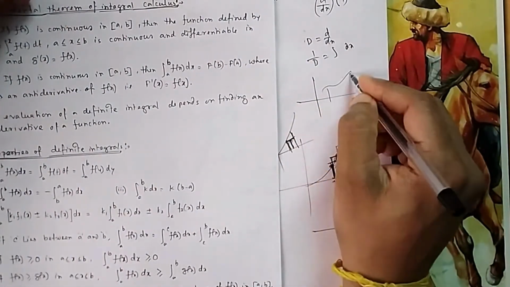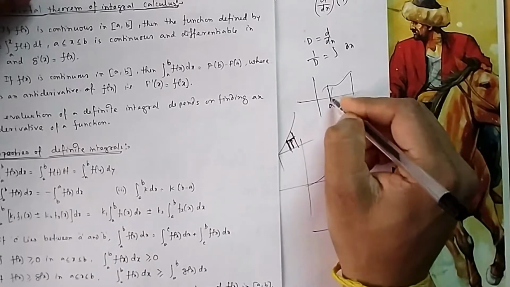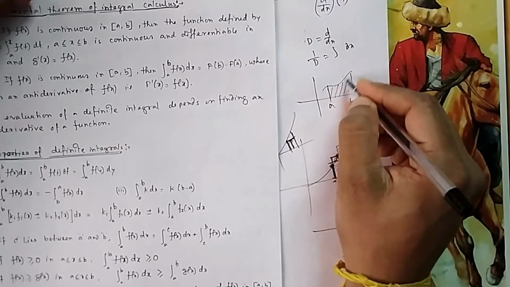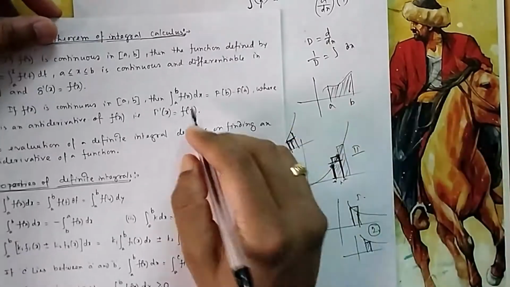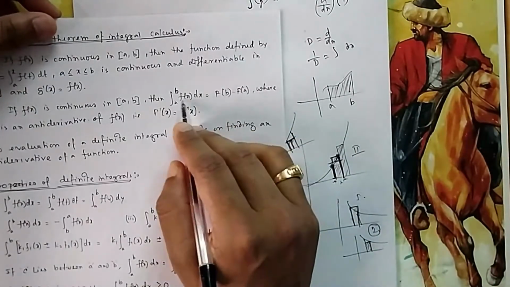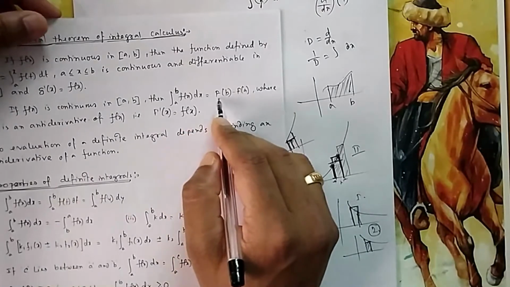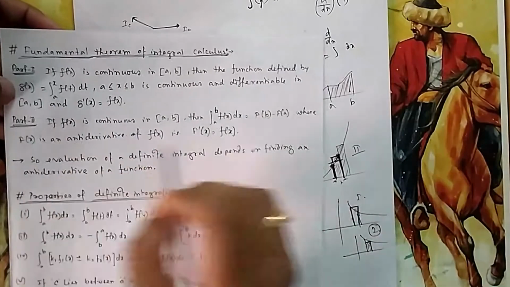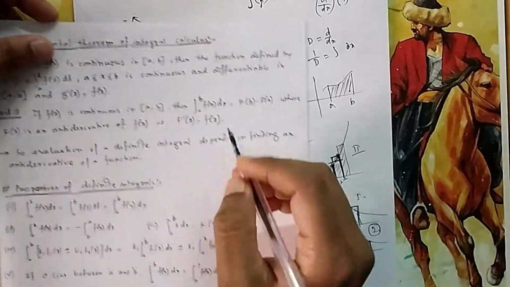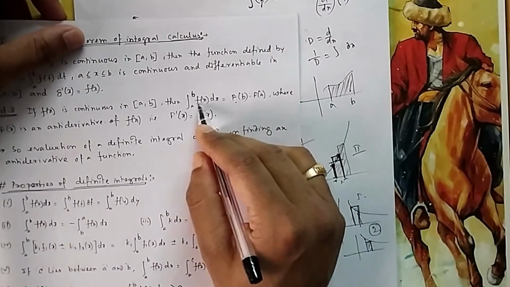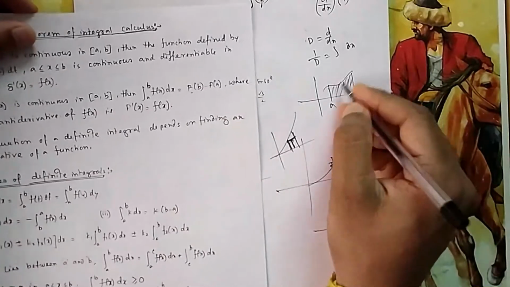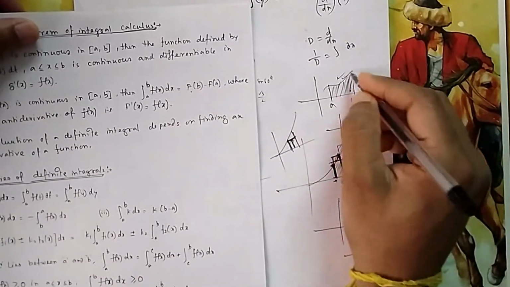Suppose this is my function. If you want to calculate this area from A to B, you can move along this path and find the total area. Or there is another way. You take the antiderivative of f, and come to its original function, capital F, from where this differentiation came. Differentiation of capital F is small f. So you take the antiderivative of f and come to this new function.